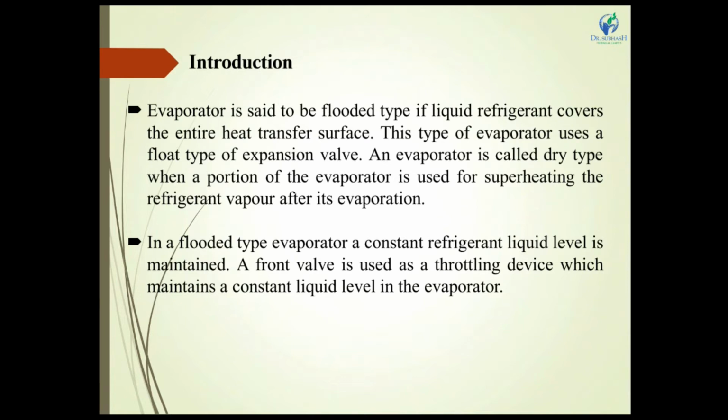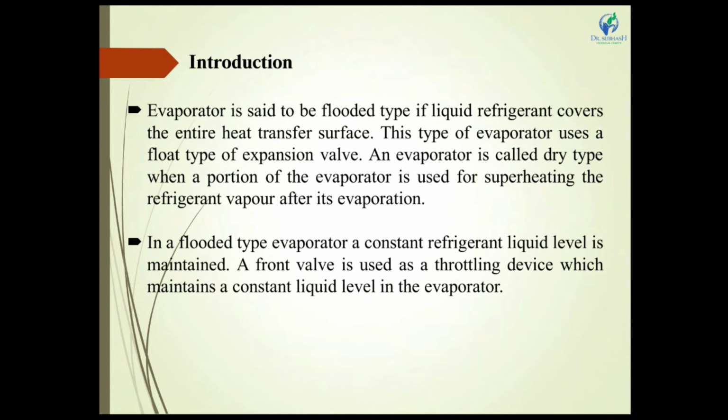The evaporator is called a dry type when a portion of the evaporator is used for superheating the refrigerant vapor after the evaporation process. After the evaporation process, the refrigerant passes from the evaporator, and its condition is superheated, meaning it is completely converted into vapor form. Where we use this, it is also called a dry type evaporator.